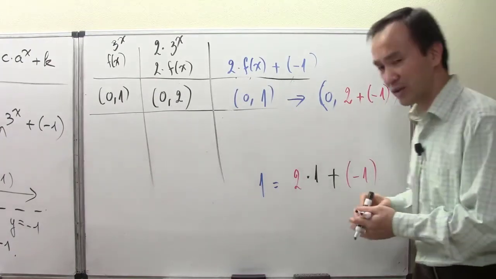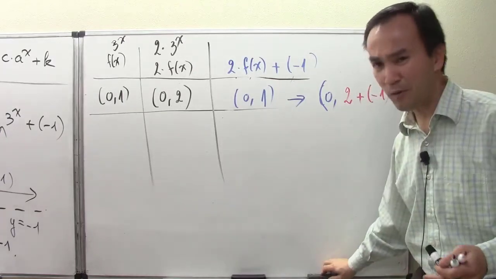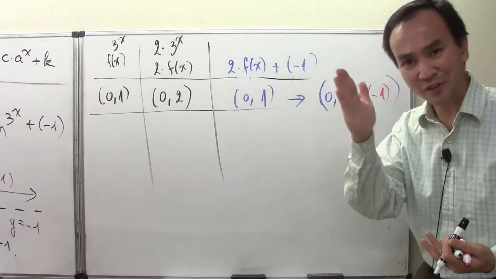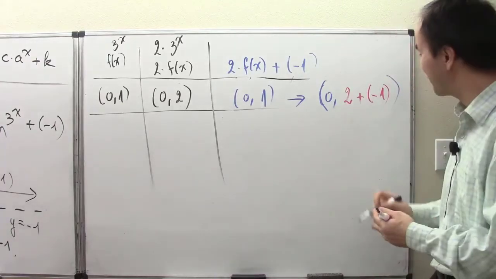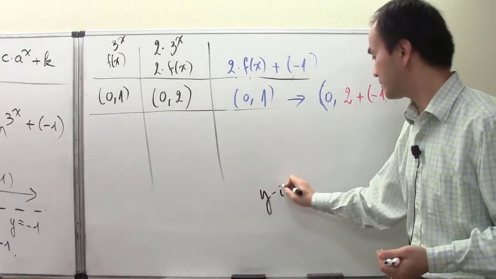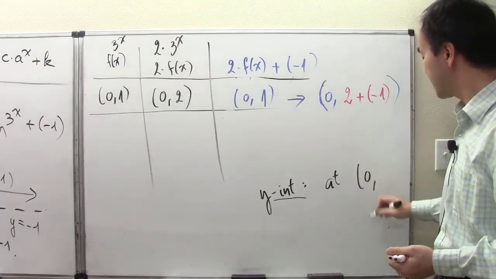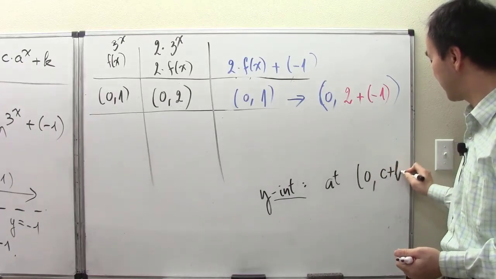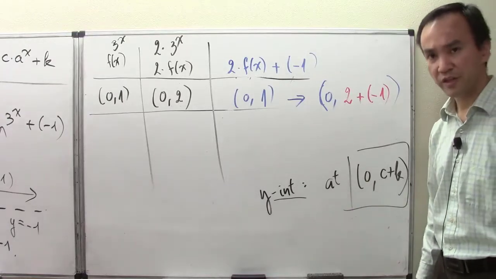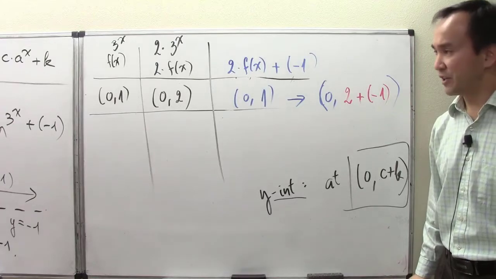So I came to a suggestion. I came to an expected generalization, but I'm only saying it's a suggestion, an expected generalization, and we definitely need to confirm. So it looks like the y-intercept is at 0 for x, but c plus k. Okay, c plus k. But we need to confirm that. So let's hold it right there. All right, we need to confirm that.